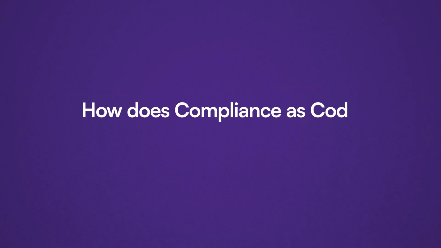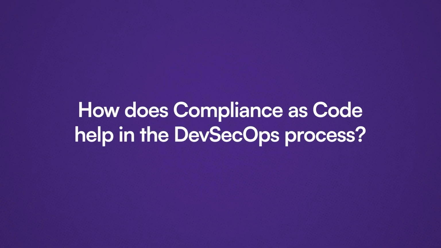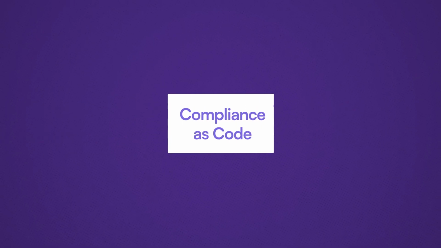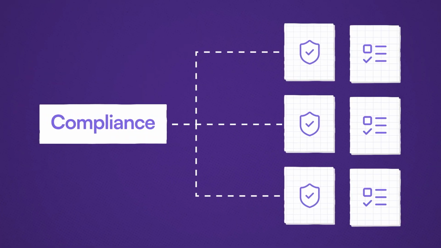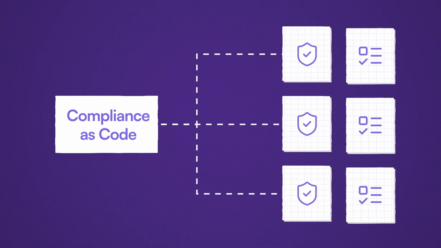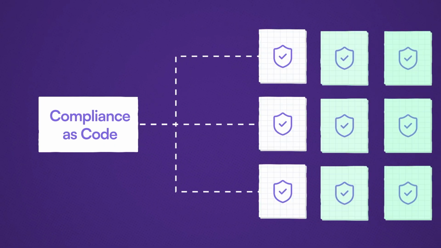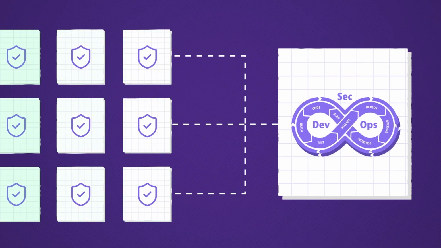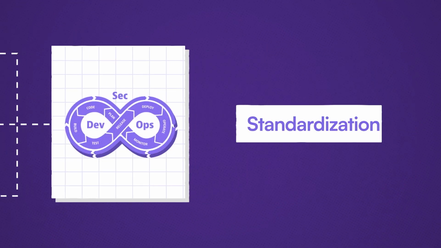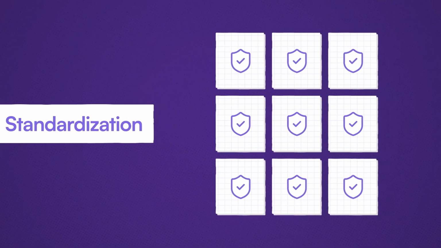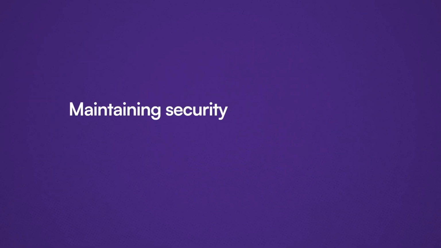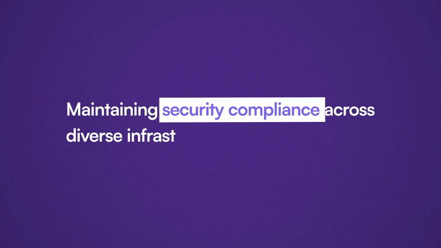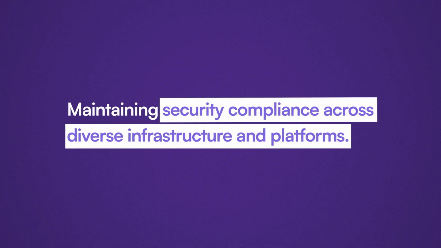How does compliance as code help in the DevSecOps process? Compliance as code is a methodology that utilizes code and automation to enforce compliance with security policies and industry regulations. Compliance as code helps implement a proactive and continuous security approach in DevSecOps, allowing for standardization in security practices, improving security through automation, managing costs, and maintaining security compliance across diverse infrastructure and platforms.